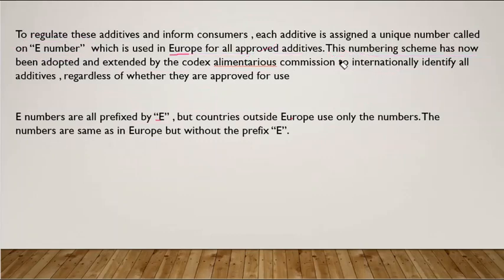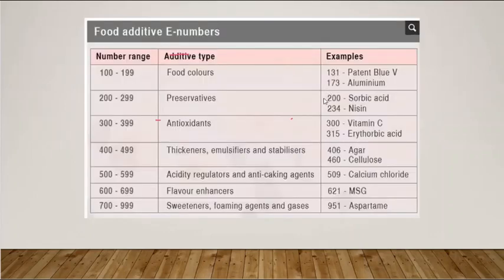That is the E number. The E number was present in Europe. After seeing this, Codex Alimentarius, to bring uniformity throughout the world, thought of adopting this and adopted it. In other countries, E numbers are used, but only the numbers are used. The prefix E is not used. That is the major difference. Next, these are the food additives E numbers. Let us see now.